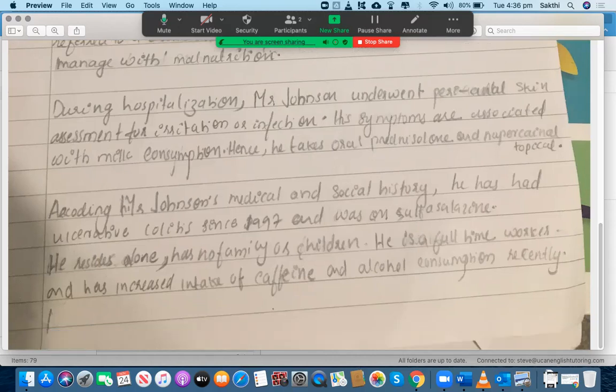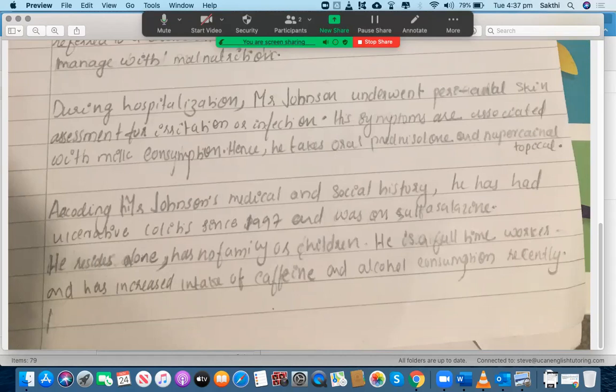All right, let's go through the next one. "According Mr. Johnson's medical and social history" is wrong. It should be "according to." You have to mention "according to." Otherwise, you can use maybe "in terms of Johnson's medical and social history." That could be much better, I think.